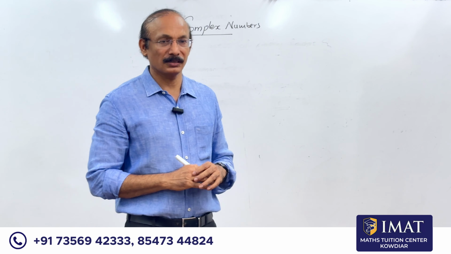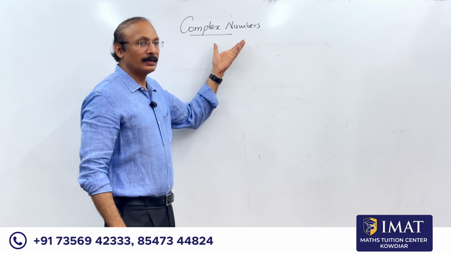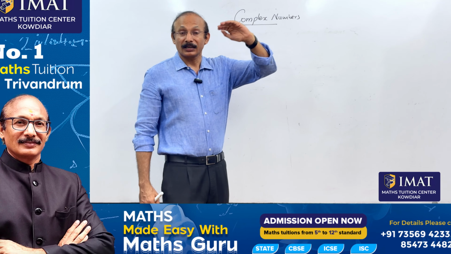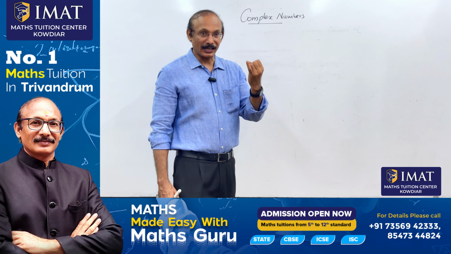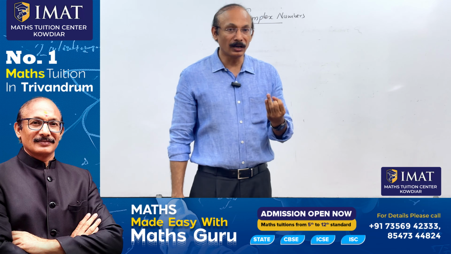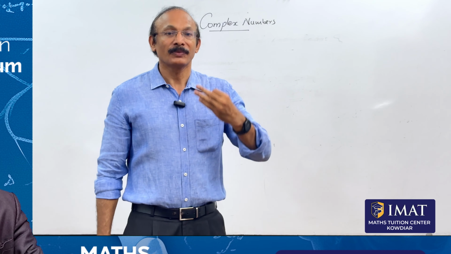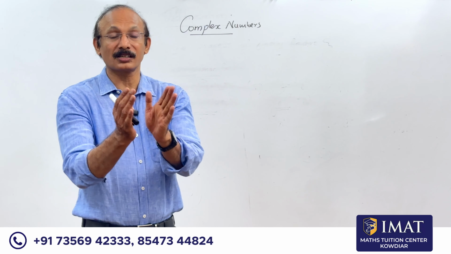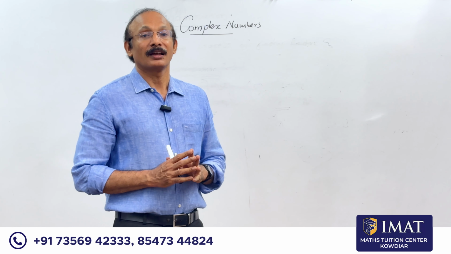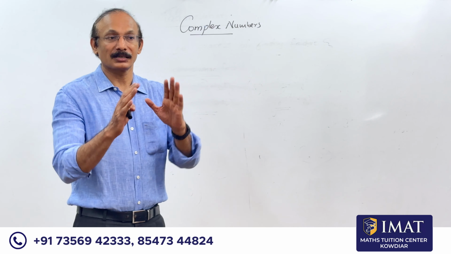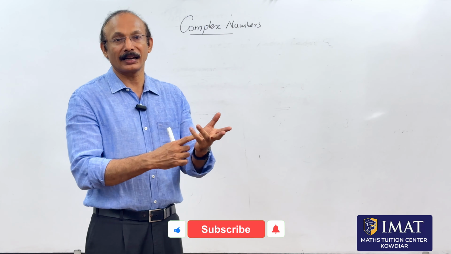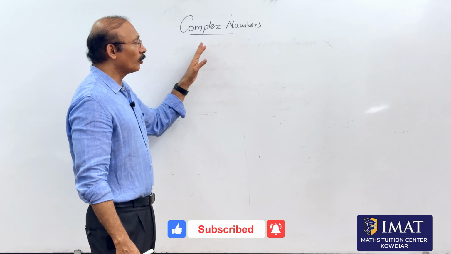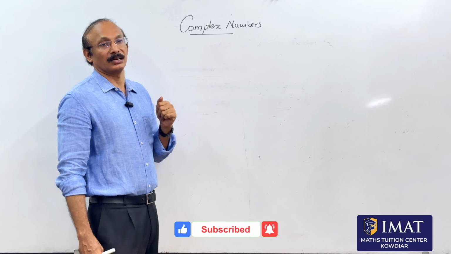What is complex numbers? See, up to 10th standard, we have seen number system that goes up to real numbers. We have natural numbers, whole numbers, integers, rational numbers, irrational numbers, and all these constitute another set called real numbers. So real numbers contain all sets of numbers like natural, integers, rational, irrational, everything. So we have seen up to rational numbers.